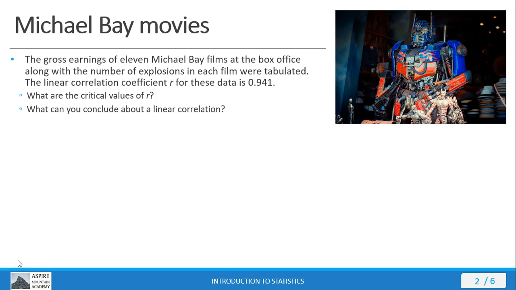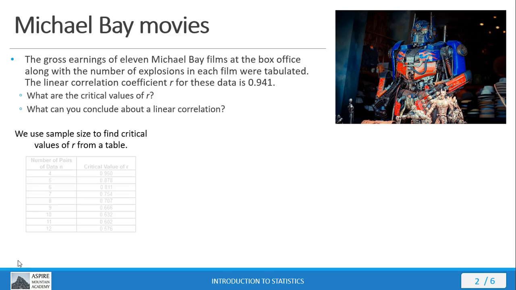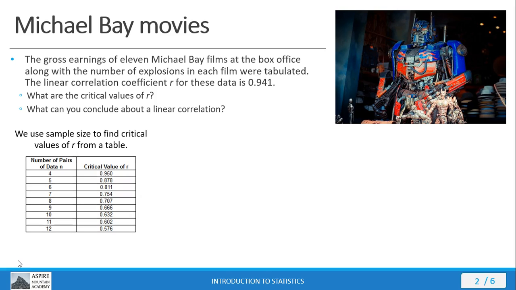Well, remember from the previous mini lecture, you'll typically find critical values of R from a table. Here's our critical R value table. So, what's our critical value of R? Well, if you don't remember how to use the table, remember that you first find your sample size. Our problem statement says we have 11 pairs of data, so our sample size is 11.